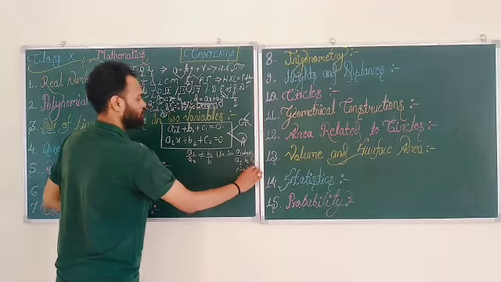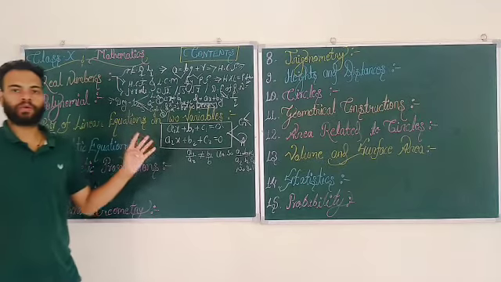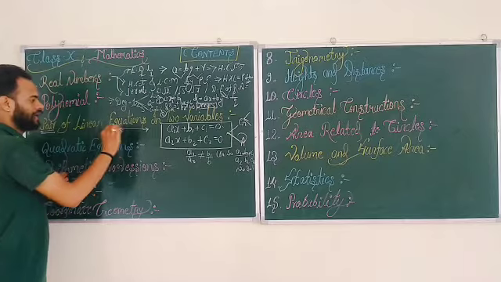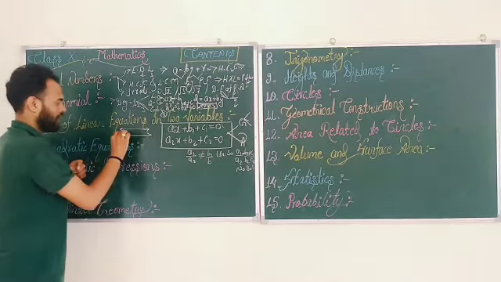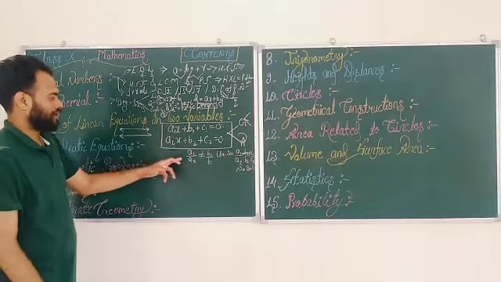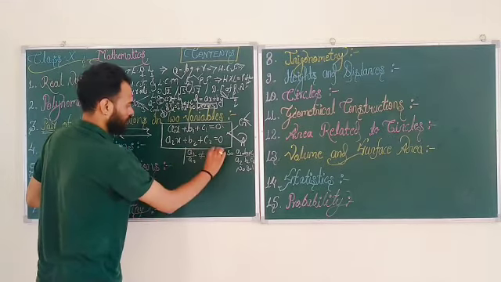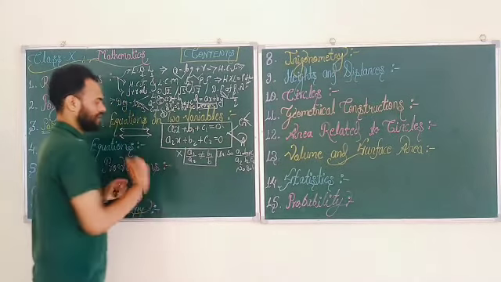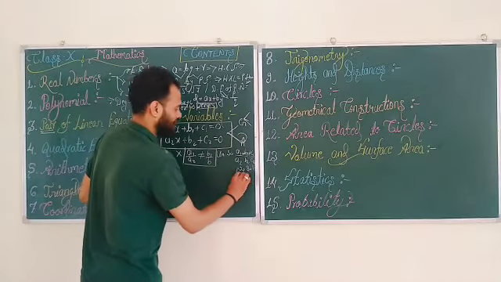We all know that the graph of a linear equation is a straight line. So in a pair of linear equations we get two straight lines. If these two straight lines intersect at one point, that is the case of a unique solution; they will intersect at one point. In the case of no solution, they are parallel to each other.